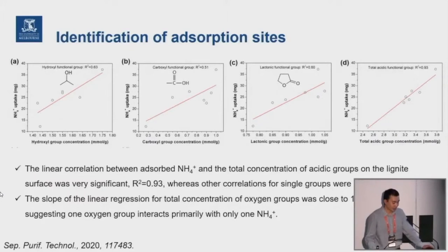We found that the linear correlation between adsorbed ammonium and total concentration of acidic functional groups on the lignite was very significant, whereas other correlations for single groups were poor. So this means basically all the functional groups have a contribution for the ammonia adsorption, and also the slope of linear regression for total concentration of oxygen groups was close to 1 on a molar basis, suggesting that one oxygen group interacts primarily with only one ammonium ion. So basically the adsorption site was identified.